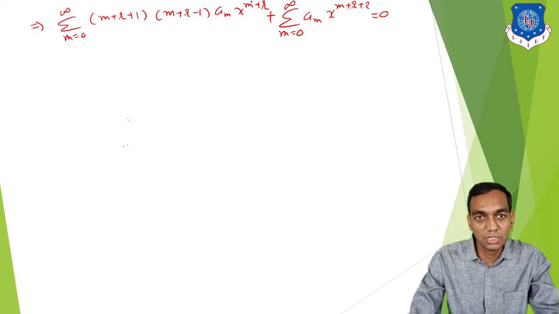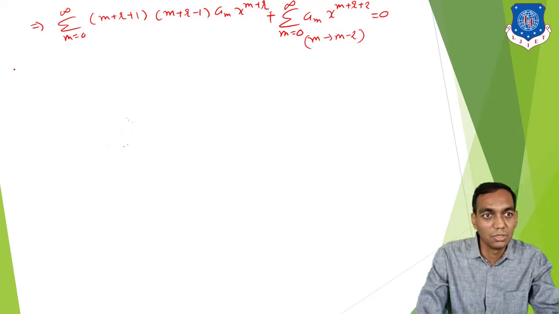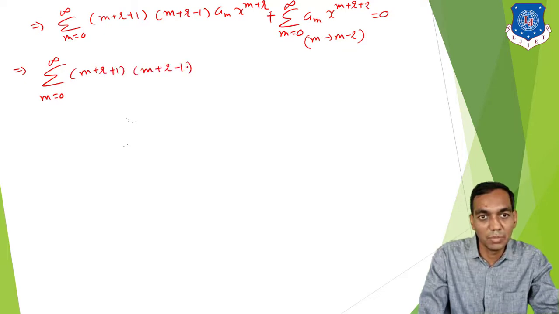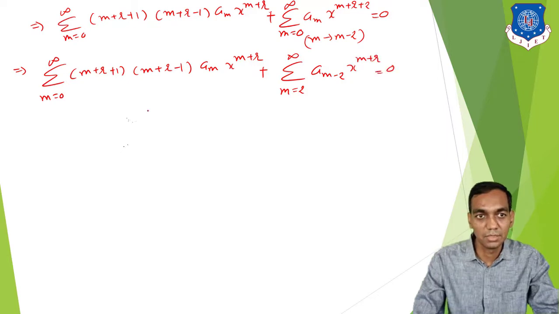Now see, you have to reduce this power in a form of m plus r. So you have to replace m by m minus 2. So the first term remains as it is, m running from 0 to infinity (m plus r plus 1)(m plus r minus 1) am x raised to m plus r. Here it is going to be m running from 2 to infinity a of m minus 2 x raised to m plus r. Done.